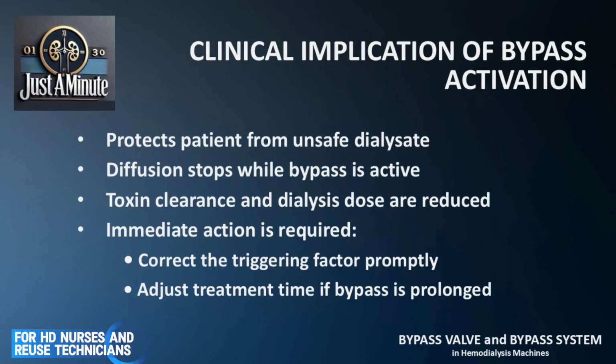While the bypass system protects patients, it has a critical consequence: diffusion stops. This means no uremic toxins are being removed while the system is active, leading to a lower dialysis dose. For this reason, staff must act immediately to resolve the triggering factor. If bypass persists for some time, treatment duration should be adjusted to make up for lost clearance.